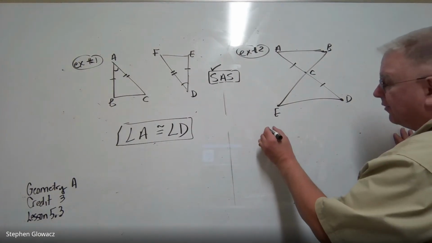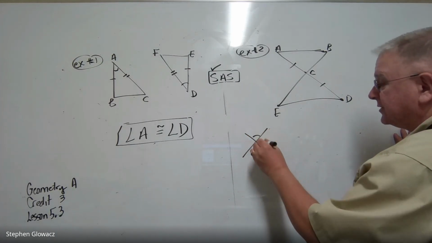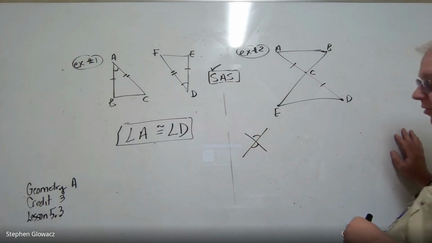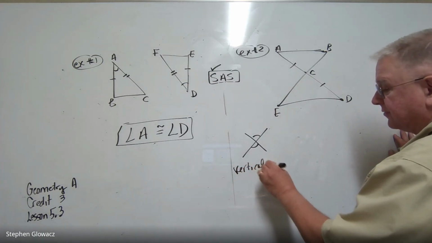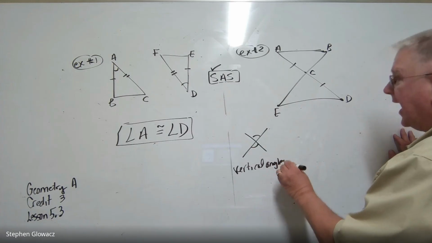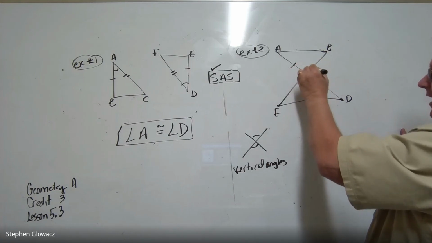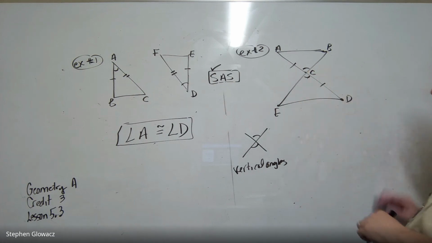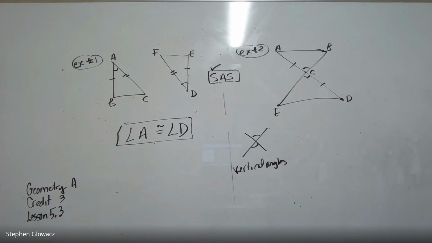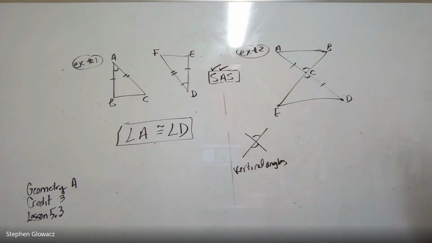Recall from the previous lesson that when we had intersecting lines, the angles that are opposite each other are congruent. We call those vertical angles. And let's put that there as a reminder. And so here in our diagram, we have these angles created by these intersecting lines, and the angles that are opposite each other are vertical angles, so they would be congruent. Now, that gives us a pair of angles. So now we're missing a pair of sides.